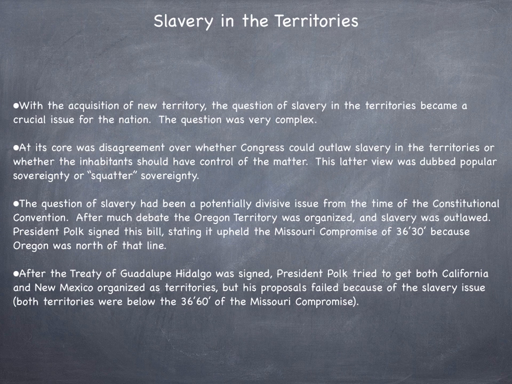The question of slavery had been a potentially divisive issue from the time of the Constitutional Convention. After much debate, the Oregon Territory was organized and slavery was outlawed. President Polk signed this bill, stating it upheld the Missouri Compromise of 36°30' because Oregon was north of that line. After the Treaty of Guadalupe Hidalgo was signed, Polk tried to get both California and New Mexico organized as territories, but his proposal failed because of the slavery issue. Both territories were technically below the 36°30' line of the Missouri Compromise.